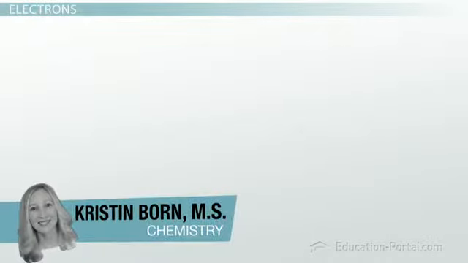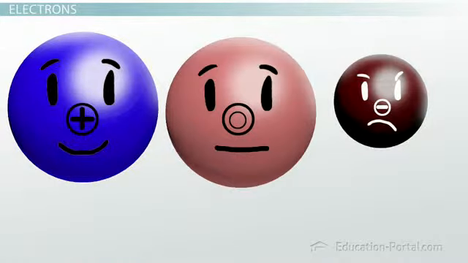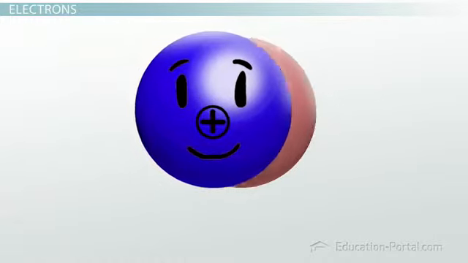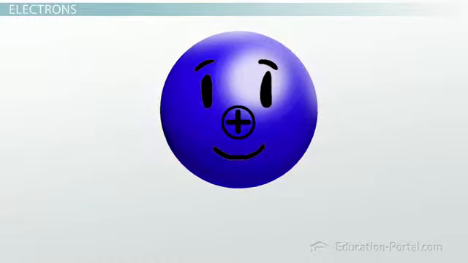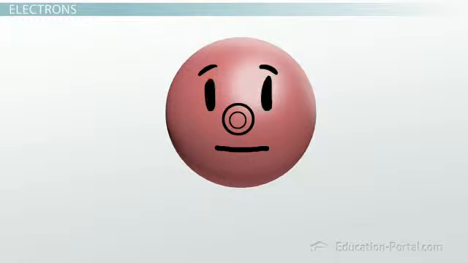Of the three subatomic particles, protons, neutrons, and electrons, which do you think is the most important? You may think that the protons are the most important because they are the ones that determine what type of element an atom is. Or you may think that the neutrons are important because they're the ones that can make atoms of the same element heavier or lighter by being found in larger or smaller quantities in the nucleus.